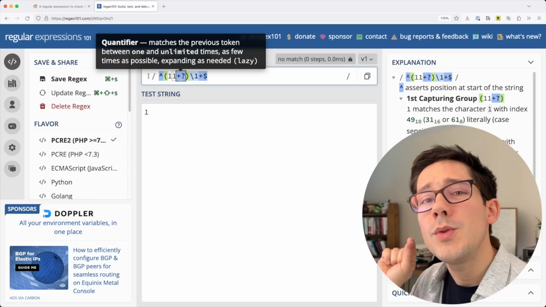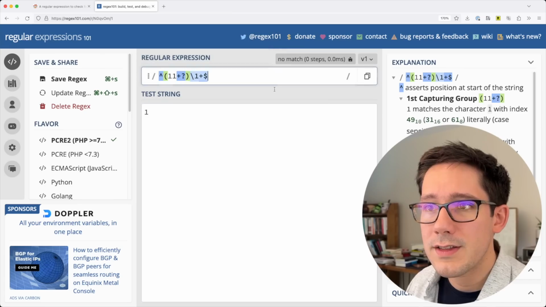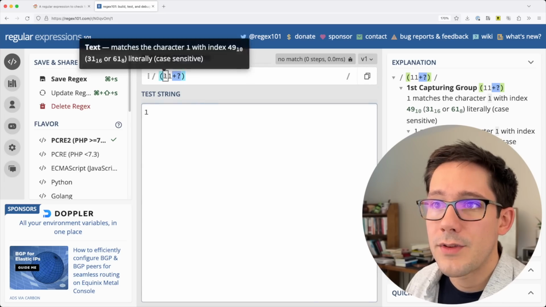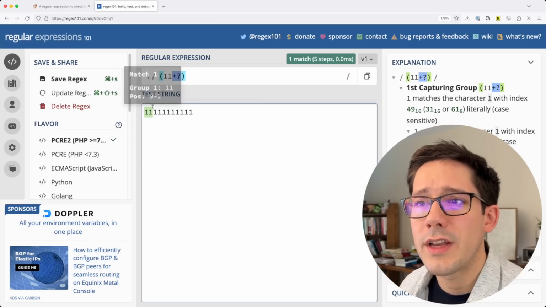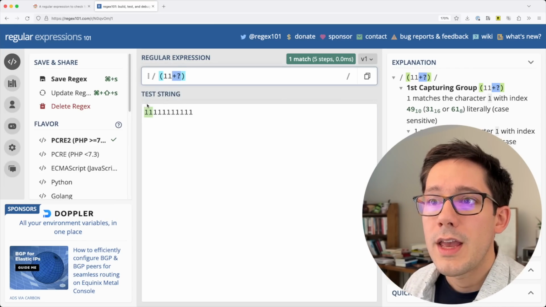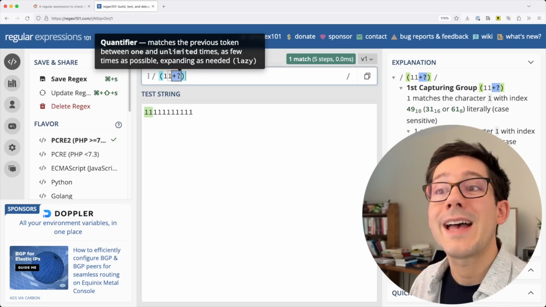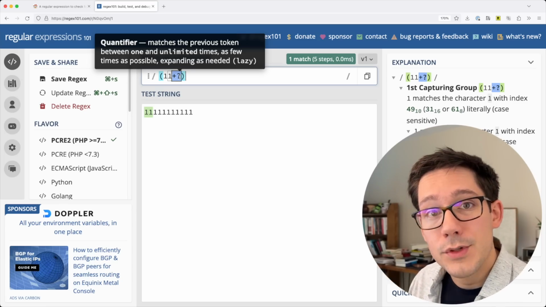So as few times as possible means, in a string, let's actually, for a second, remove the rest of this string and just have our capture group here. If I add a bunch of ones, look at what is actually captured. What we're actually capturing here is just the first 2 digits. So we have captured between 1 and unlimited number of times, as few times as possible. The minimum number that we can capture is what we want to capture.